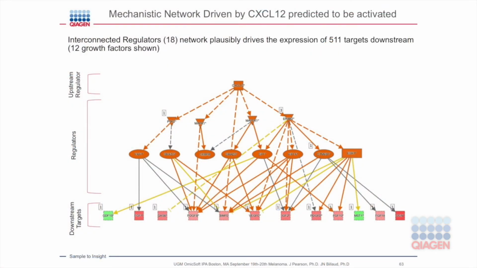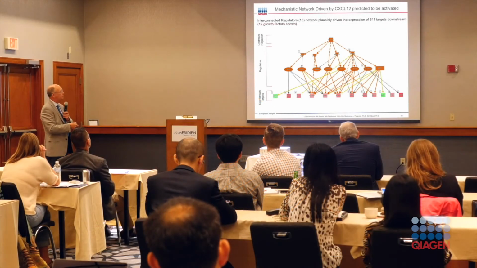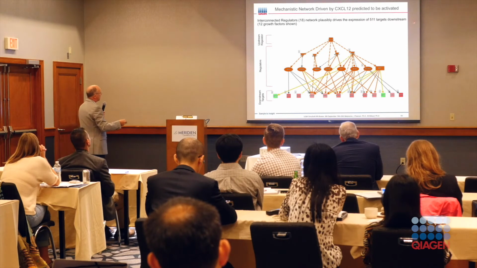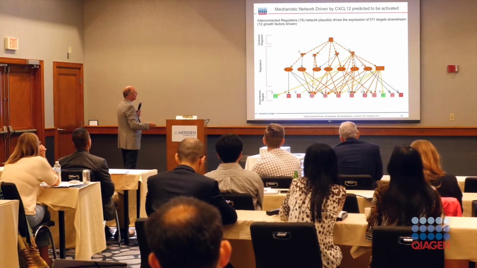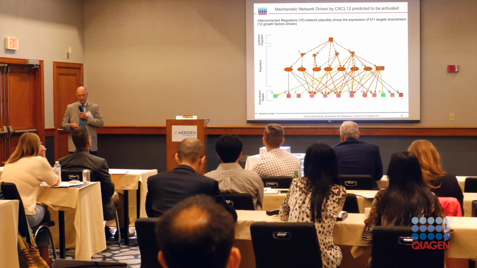And here, this is a network that represents 18 collected regulators. And they are sitting on the top of 511 targets. That means that that network with that predicted activated set of molecules here plausibly explains the expression pattern of 511 targets. I show you here only 12 growth factors here. Why do we do that?